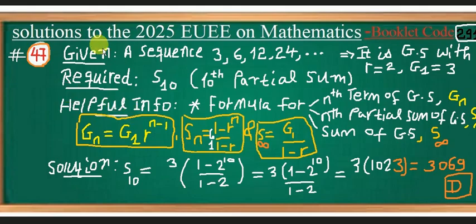In order to answer this problem, what helpful information do we need? First, we are given a sequence 3, 6, 12, 24 and so on. It would have been better if it were given in the form of a series, 3 plus 6 plus 12 plus 24 plus so on. What is required? The 10th partial sum. That means the sum of the first 10 terms.